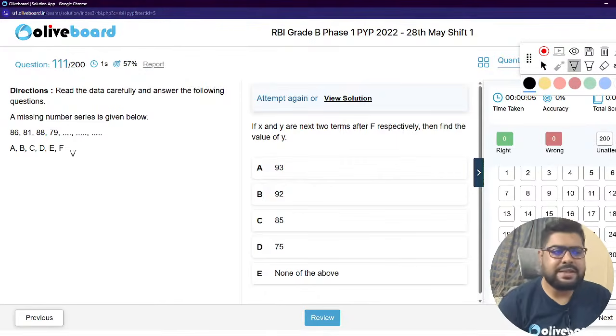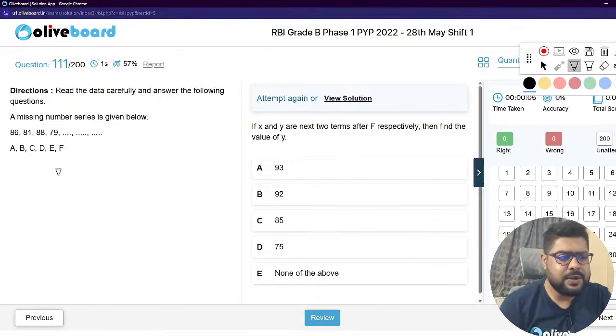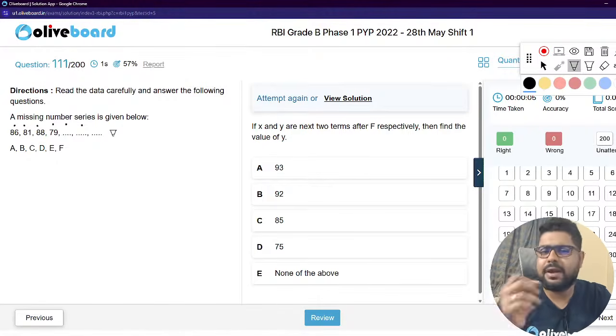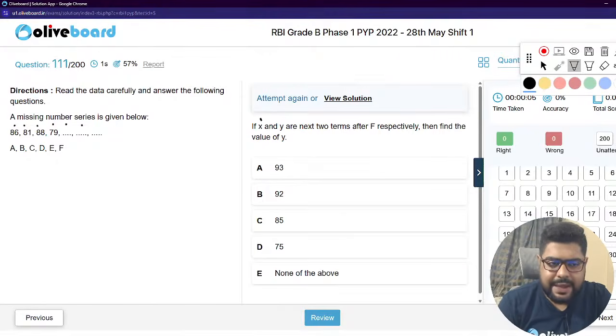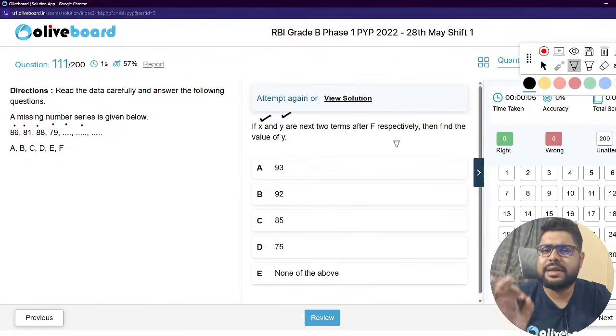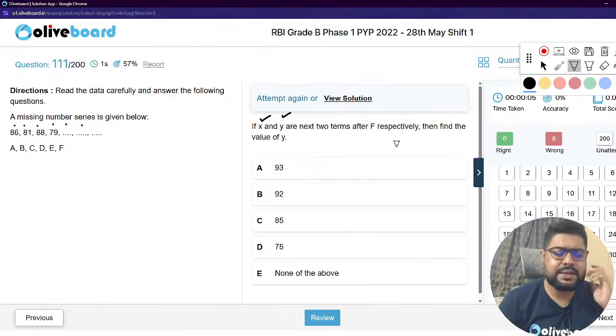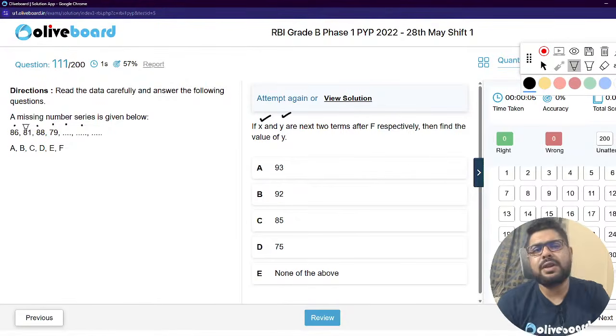Sir, first question, it's a missing term number series question. They are saying a missing number series is given below: A, B, C, D, E, F. There is some other number after F as well. X and Y are the next two terms, and they are asking some things. Let's see. First let us figure out the missing terms.